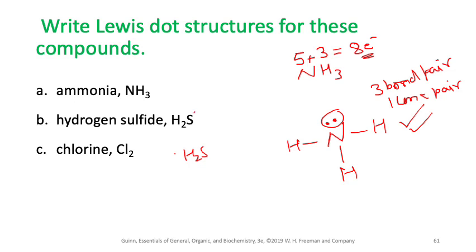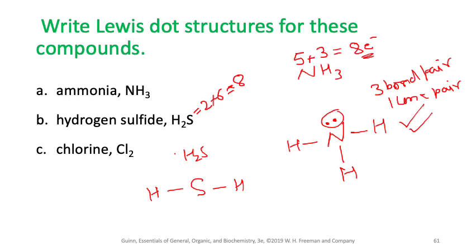Let's do H2S. How many total valence electrons in H2S? Hydrogen has 1, total of 2. Sulfur has 6, so the total is 8 valence electrons. I have to use 8. So put sulfur at the center, put hydrogens across it, put single bonds. Out of the 8, if I use 2 single bonds, I use 4. I'm left with only 4 more electrons.